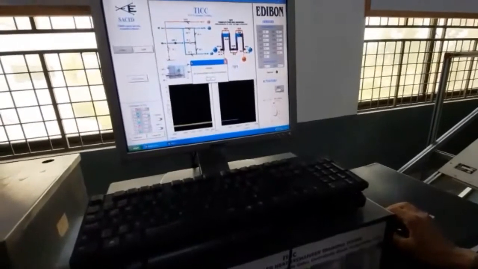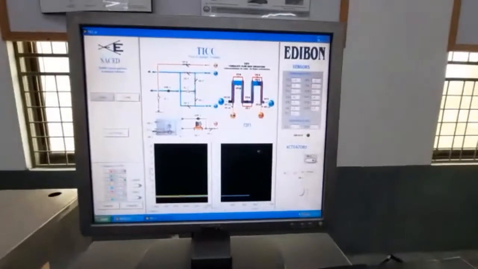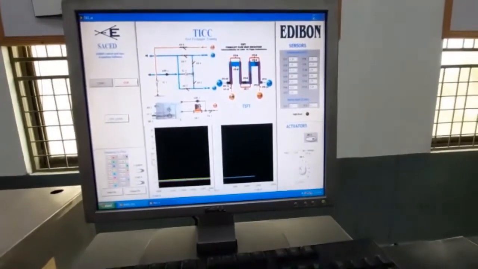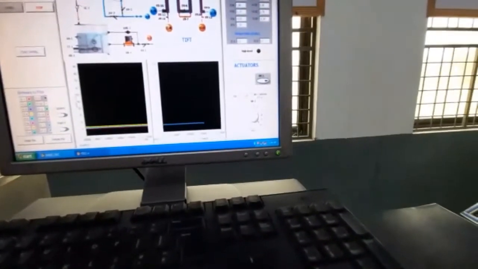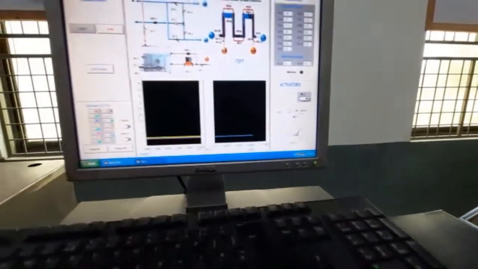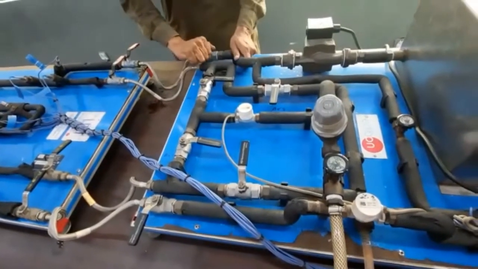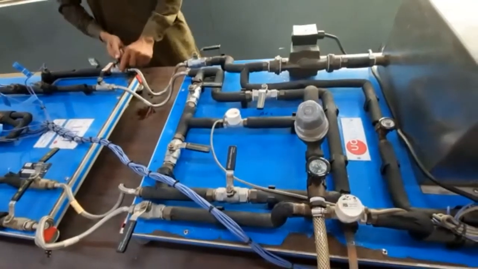So now he has just started to heat the water from the hot tank. In the tank there is water. We have provided it heat, and we can increase the value of heat provided to it. Okay, so now he is adjusting the valves to make the flow parallel.